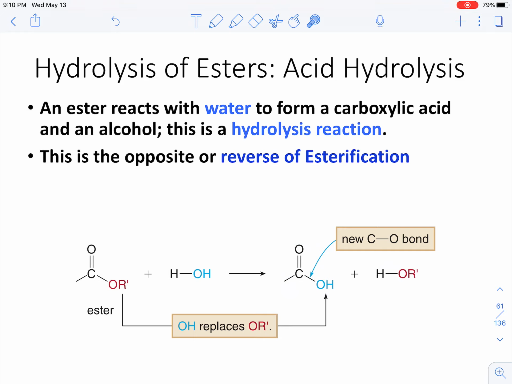So overall, this is a hydrolysis reaction, which is pretty much the reverse of esterification. And esterification, if you recall from the previous lecture video, is an example of a dehydration reaction.